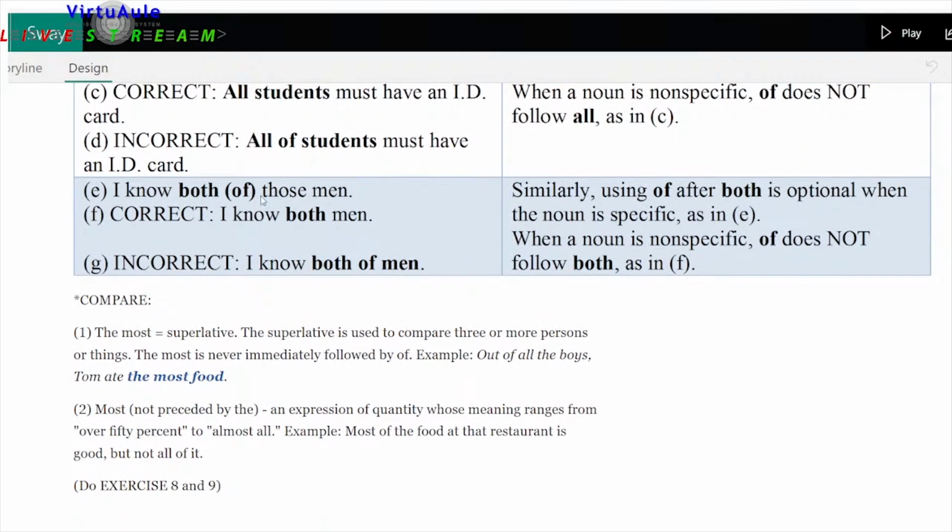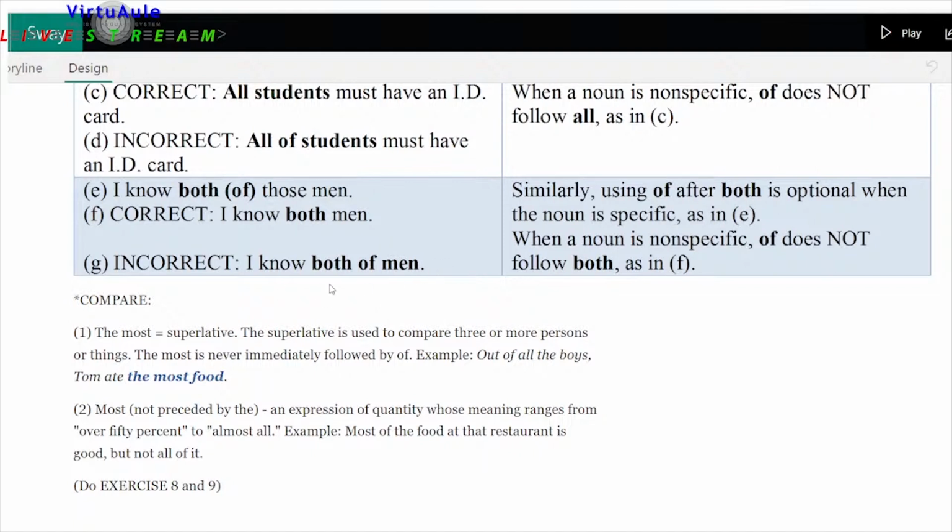I know both of those men. I know both men. Incorrect: I know both of men. Similarly, using of after both is optional when the noun is specific. Those men, I'm talking about a very, very specific group of men. And so I can eliminate of: I know both men. Instead, we cannot eliminate of, we cannot put of here, if we are talking about men in general.